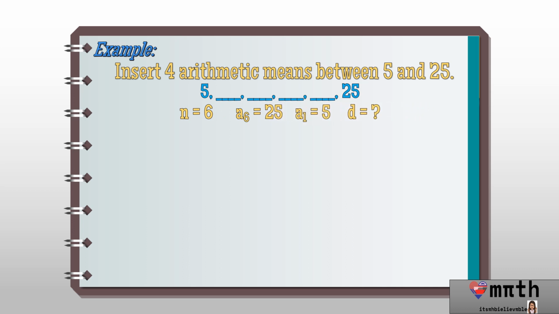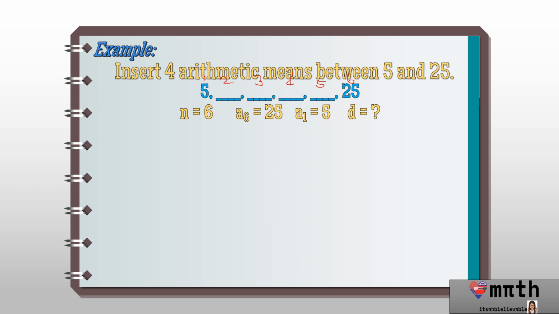Our givens: n is equal to 6 because we're going to count from 5, that is 1, 2, 3, 4, 5, 6. So we have 6 terms until 25. A sub 6, or the last term, is 25. A sub 1, or the first term, is 5.